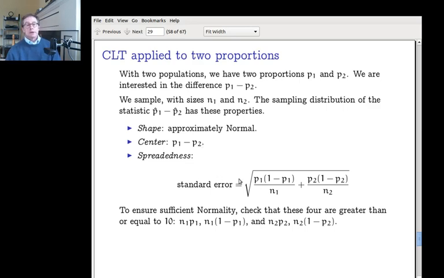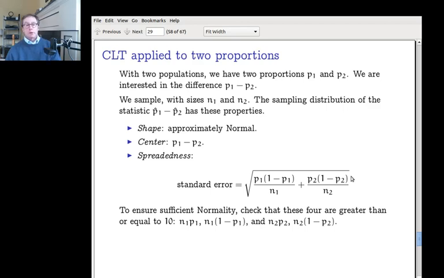Of course, I'm going to do an example in just a second. So the shape is of interest because we have to know which place in StatKey to look the answer up. The center is just a formula, and the spreadedness is again just a formula. It's not the world's nicest formula, but come on, we have calculators. It's not awful stuff.